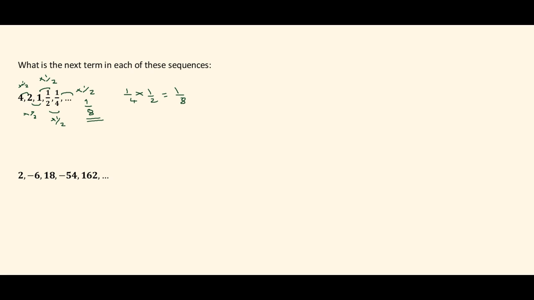So from 2 to -6, we multiply by -3. -6 to 18, we multiply by -3. From -18 to -54, we multiply by -3. And -54 to 162, we also multiply by -3. One of the things you can observe is the signs keep alternating. So to get the next term in this sequence, we're also going to multiply by -3. So 162 times 3 is going to give you 486.